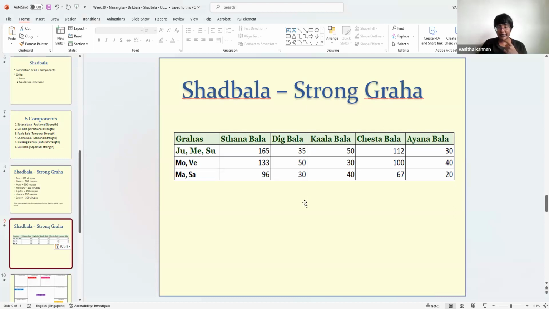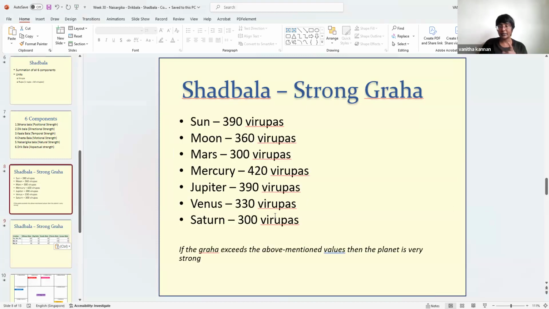You see the PowerPoint, right? Do you see the PowerPoint? Yes? No? Why is everybody quiet today? Okay. When you remember these numbers, this is more than enough. Sun and Jupiter 390, Mars and Saturn 300, Moon 360. If you remember these Virupas, it is more than enough. But if you feel like you can't remember all this, leave it. You no need to remember.